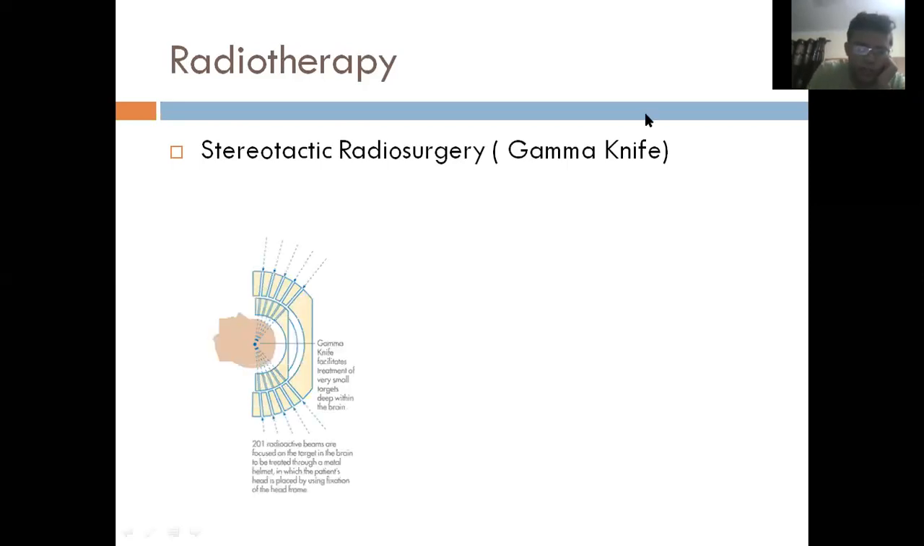Basically, what you do is you focus the radiation from multiple sources in such a way that it converges into a single focal point inside the skull. And so this is called a gamma knife because you have a precision. You can really pinpoint where you want the radiation to go, and the remainder of the brain tissue does not take up much radiation. So a gamma knife is preferred if you've got a small tumor inside the pituitary which you want to kill.